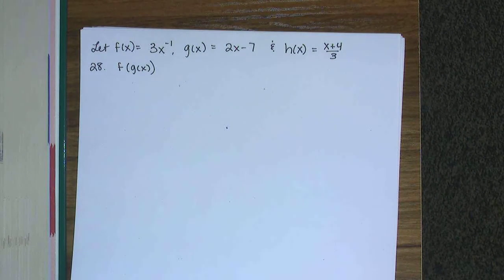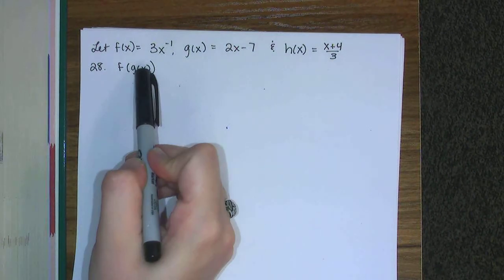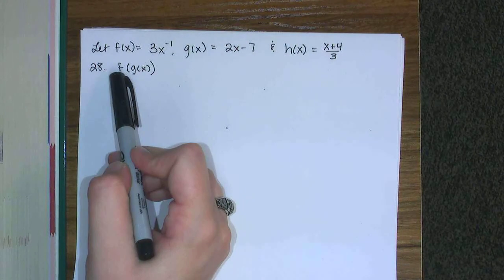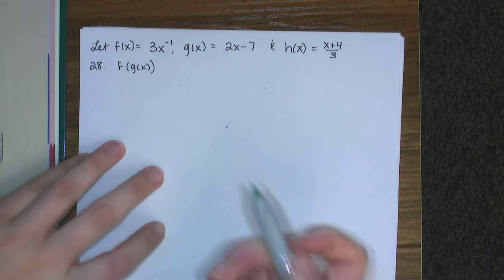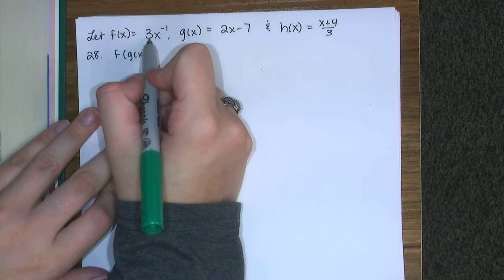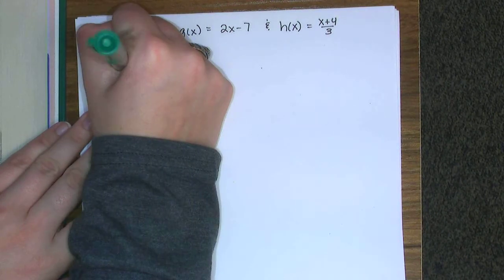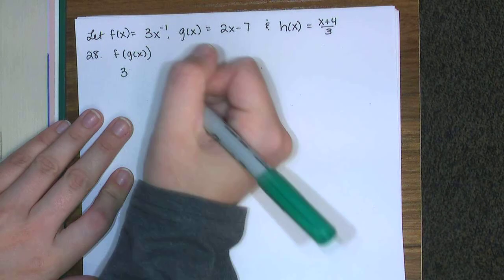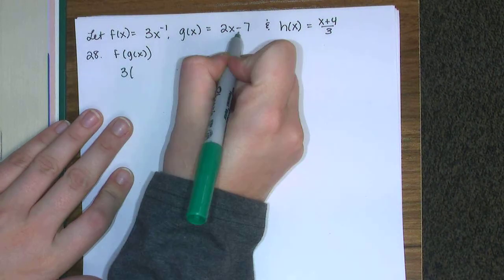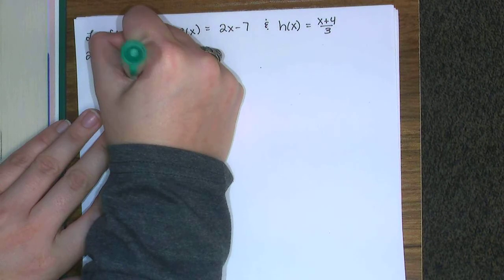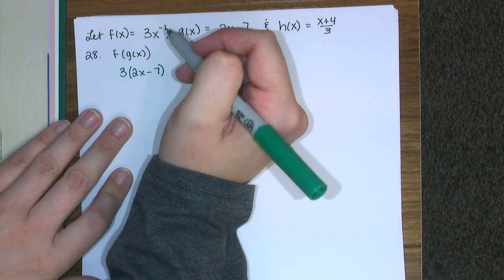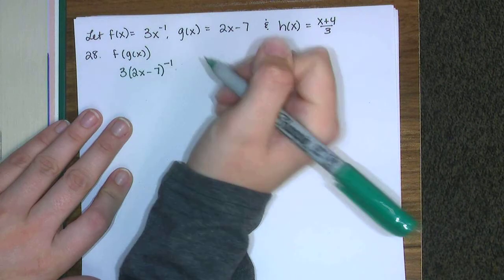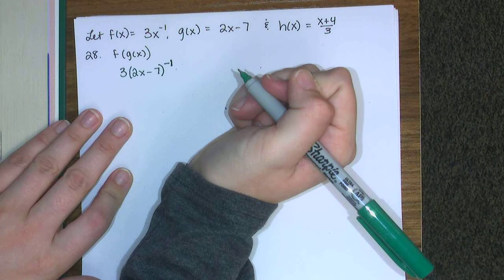Well, I have 3 times, now g of x is 2x minus 7, and then in f of x, the x is being raised to the negative 1, so I have to raise that to the negative 1. We don't like negative exponents. So, that being said, we would rewrite this as 3 over 2x minus 7. And that would be our answer there for that one.